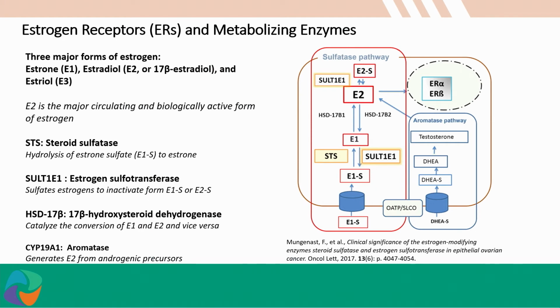I know it's a busy slide, but I just want to show two things. Estrogen has mainly three forms: E1, E2, and E3. E2 is the major estrogen, the circulating and biologically active form of estrogen. The two main receptors that I'm focusing on for this talk are estrogen receptor alpha and estrogen receptor beta. The role of all these metabolizing enzymes is either to activate or deactivate estrogen during premenopausal or postmenopausal cycles.